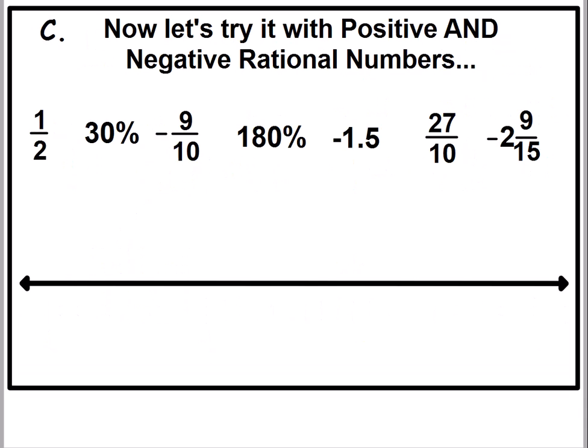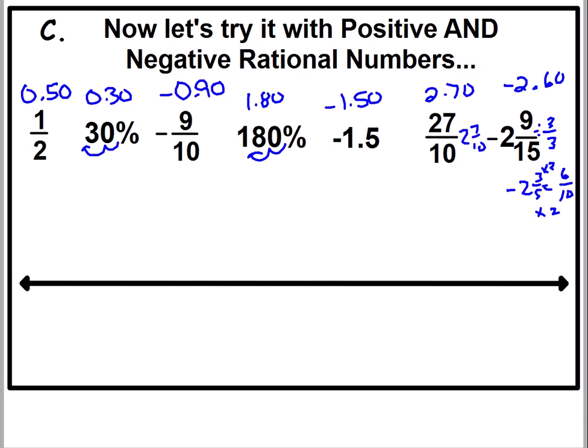Okay, so here's problem C. Problem C, it's the same type of rational numbers, except for now we have a mixture of positive and negatives. So pause the video, go ahead, do your conversions, come back, check them, and then we'll move on. Okay, go ahead and check and see how you did. See if you converted them all to the correct format. Remember, 1/2 would be 50 cents. A negative 9/10 would be a negative 90% if you were using the percents.